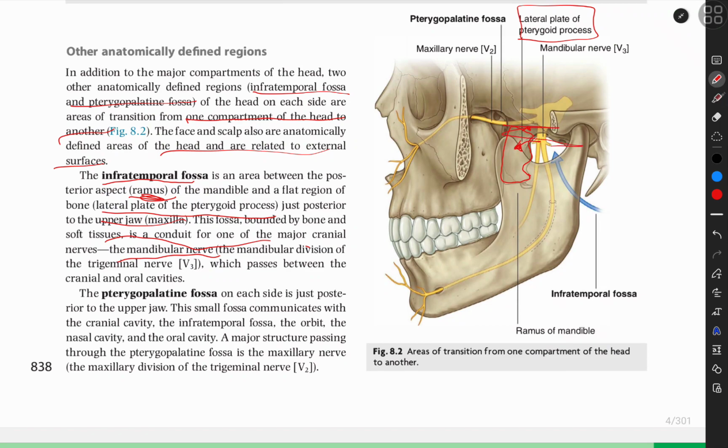So this whole area is the infratemporal fossa. Makes sense. This area is the infratemporal fossa, and they conveniently labeled it here as well. I didn't see it. V3, which passes between the cranial and oral cavities. Mandibular nerve V3. Okay.